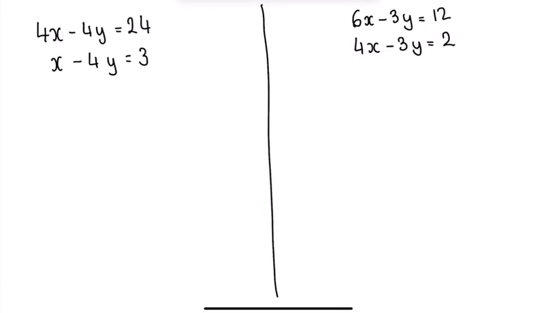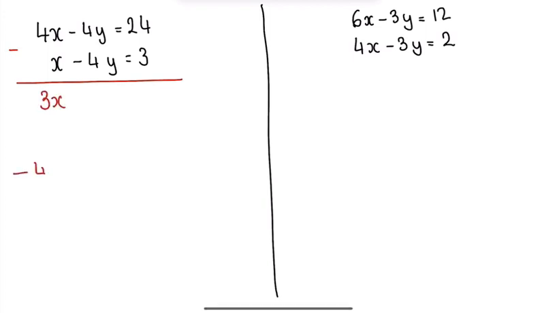Now, thinking back to our previous video, when the two signs were positive, we took them away. Now the same applies when they're negative. If we take them away, they will still cancel out. So we do 4x take away x, which is 3x.